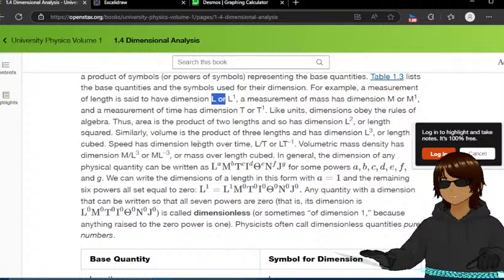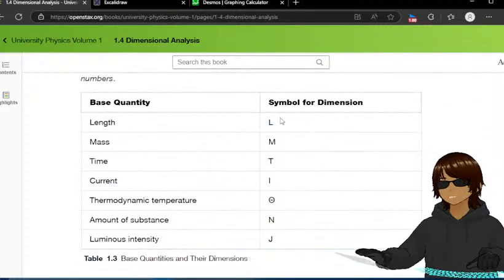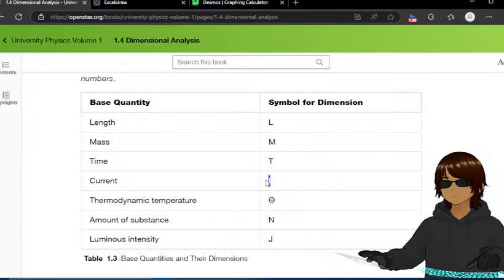Then speed has a dimension of length over time, so L over T. Volumetric mass density has a dimension of mass over L cubed. So the symbols for dimension are L for length, M for mass, T for time, current is I, thermodynamic temperature is theta, amount of substance is N, and luminous intensity is J.